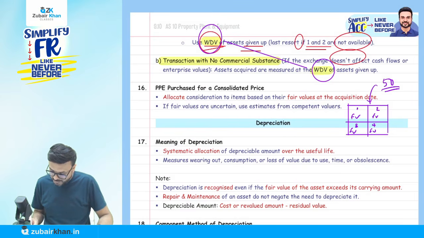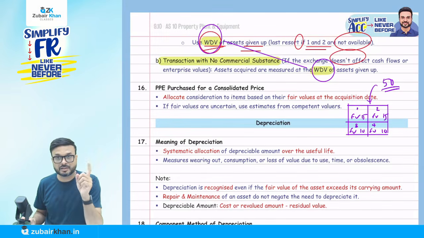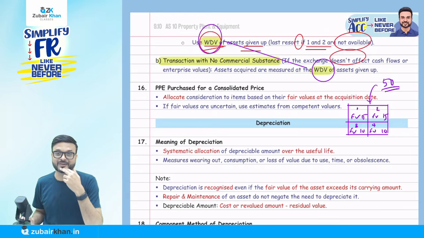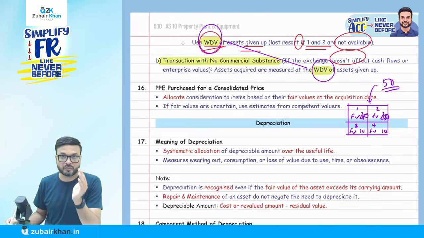Suppose the fair values are 15, 15, and 10, in the ratio 3 is to 3 is to 2. If I total 15 plus 15, that is 30, plus 10, it is coming to 50 only. Let me change the figures. Let's say 20, 20, 10, 10, which totals 60.